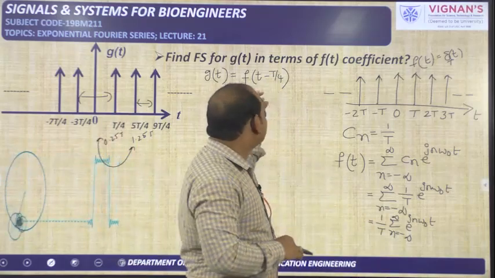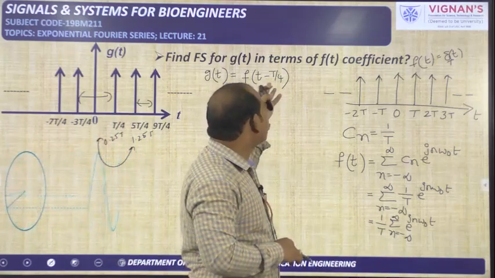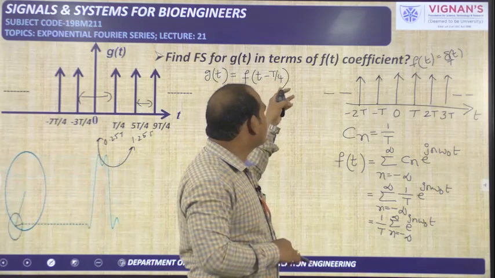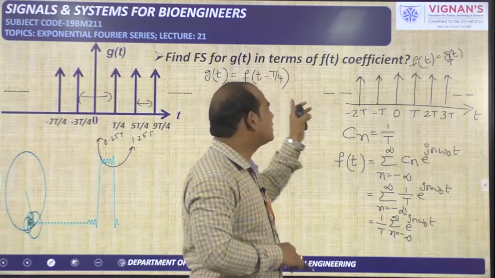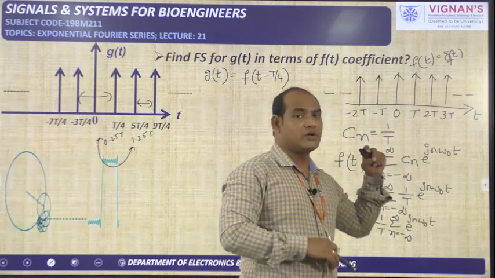Okay, so this is f of t. How to draw f of t minus capital T by 4? Capital T by 4 is the constant, this is the time shift. So this has to be added to the time axis of the f of t to get f of t minus T by 4.